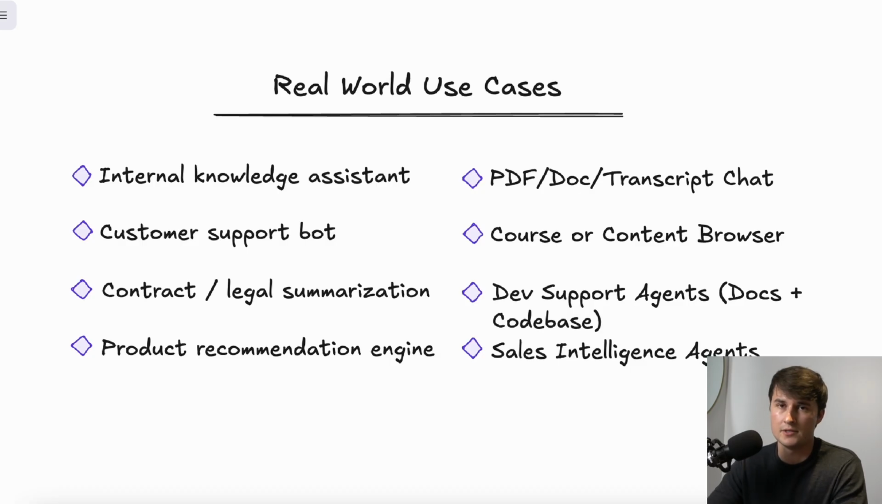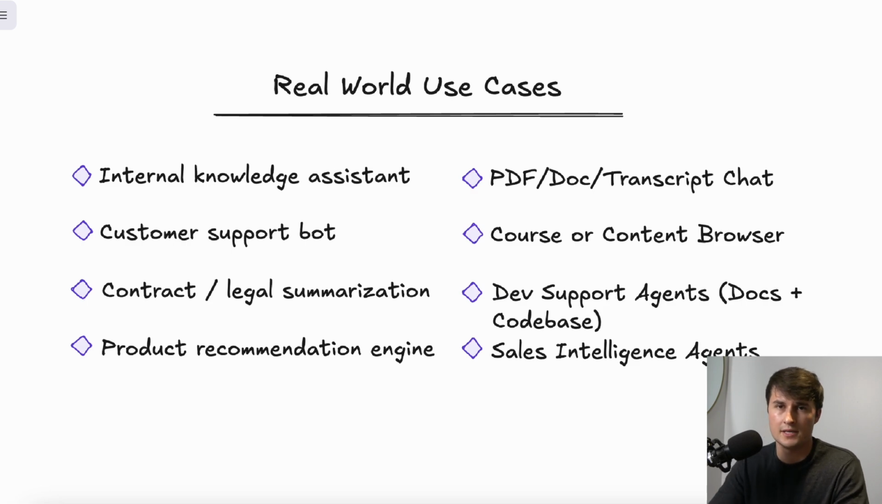Number 5, PDF, documents, transcript, analyzer/chat. Basically, you can upload information, whether that's a PDF, a transcript, a document, a book, and ask questions. The RAG agent will retrieve the most relevant chunks and answer your questions. Course or content browsers, if you're offering some type of educational offer, you can load a RAG agent with everything that you teach. So people that are learning from you or employees can ask questions about that data 24/7 and get a response. Development support agents. These could be AI agents that help developers query your docs, APIs, and code base. RAG could fetch individual code snippets or function descriptions.